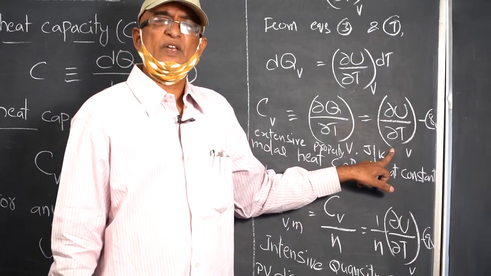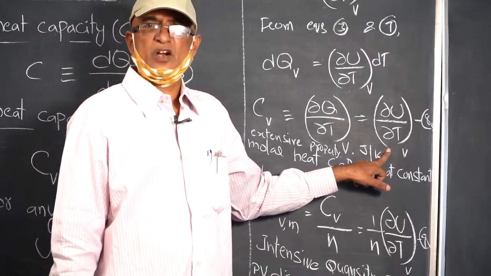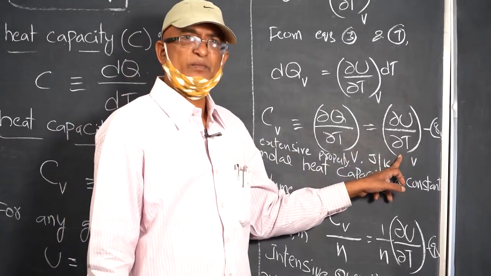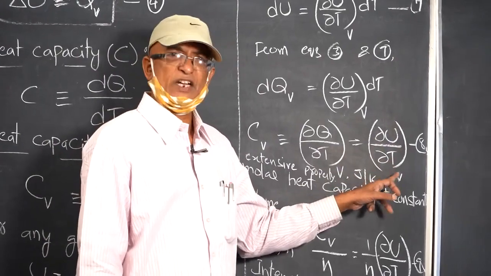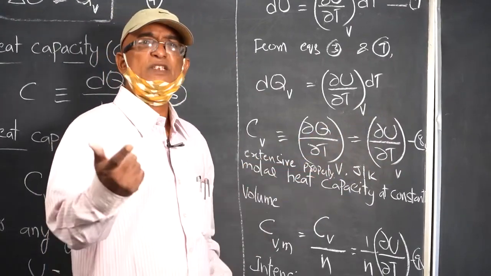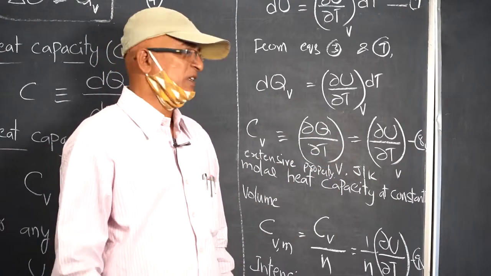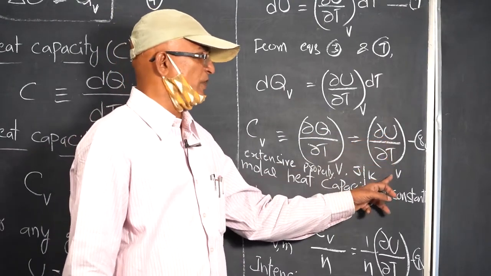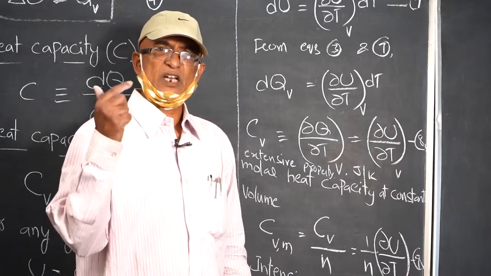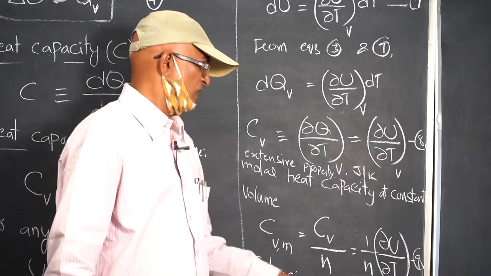As a result of applying the first law of thermodynamics to a constant volume process, you have another formula for CV, which is CV equals ∂U/∂T at constant volume. CV equals ∂Q/∂T at constant volume is the defining formula, and CV equals ∂U/∂T at constant volume is the formula you got as a result of applying the first law for an isochoric process.